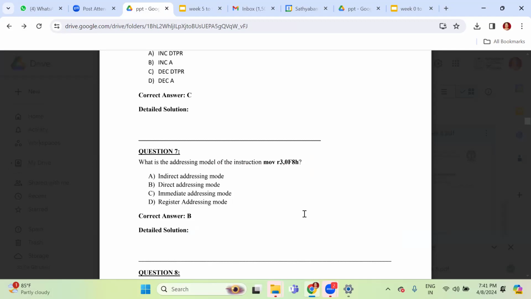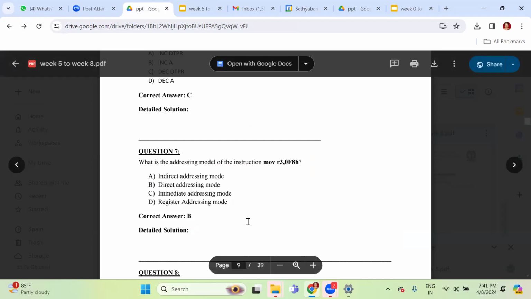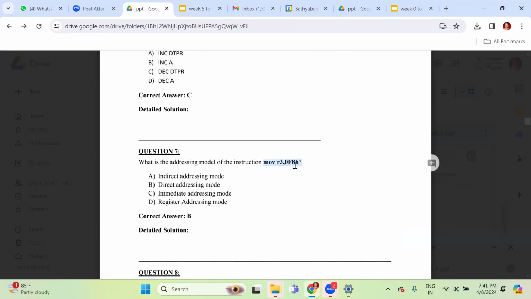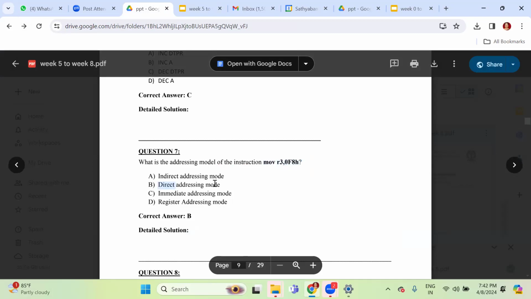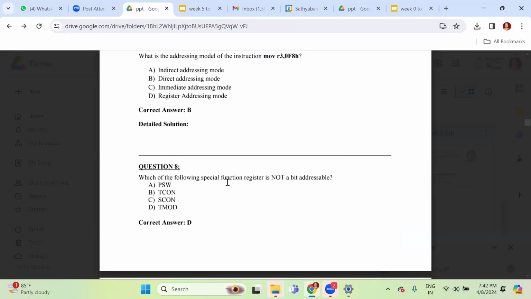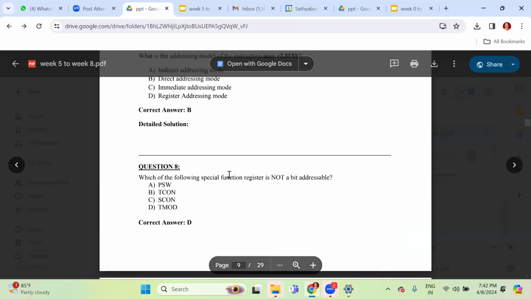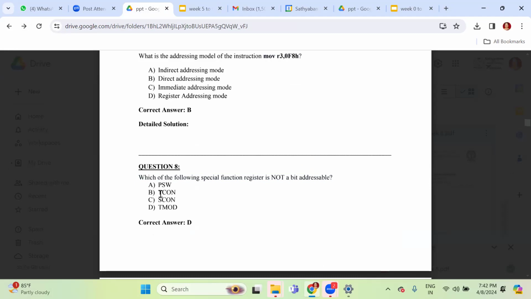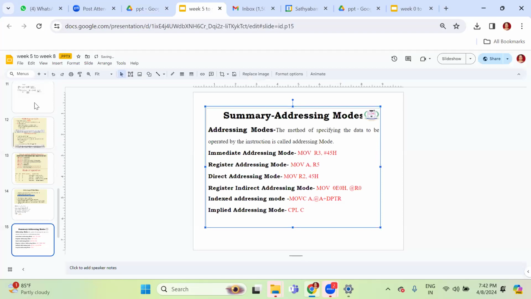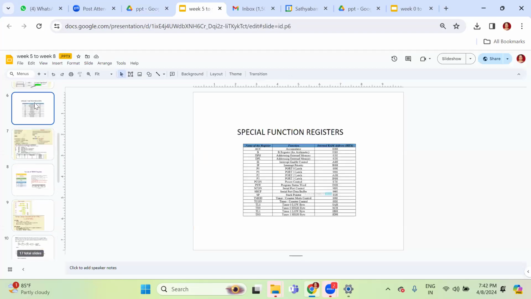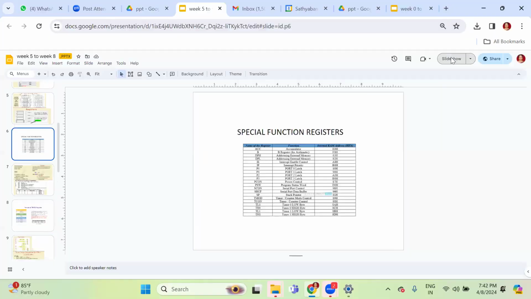Is that clear? Okay. So you tell me: MOV R3, 0F8. The address is directly specified, so it comes under direct addressing mode. Now, which of the following is not a bit-addressable special function register? Listen, PSW has an address, TCON has an address, SCON has an address. Only TMOD, the timer mode control register, is not bit addressable. So you see that.